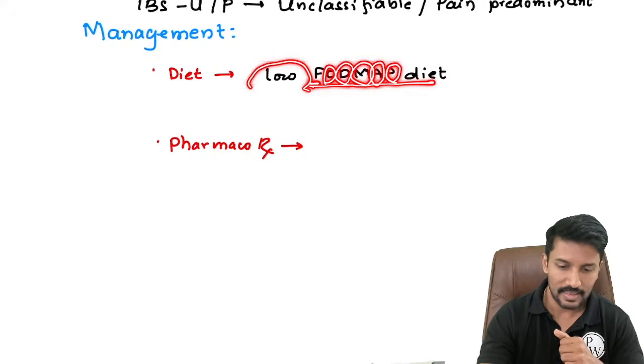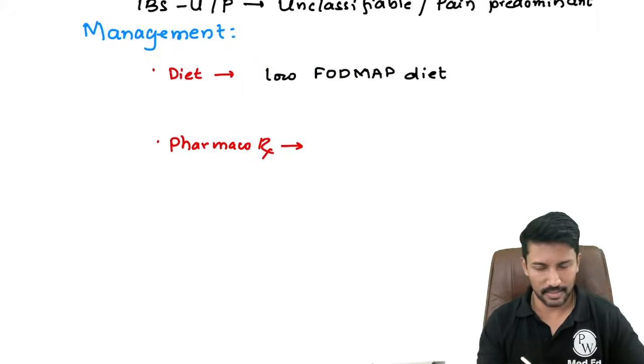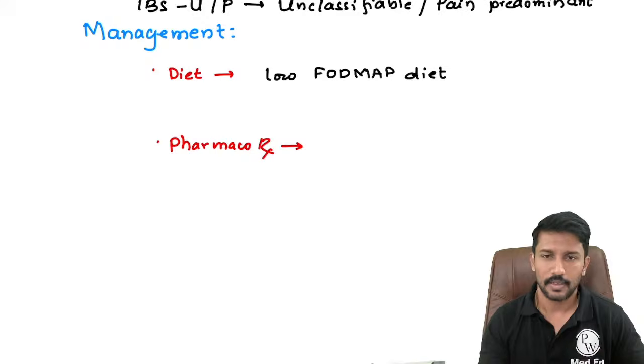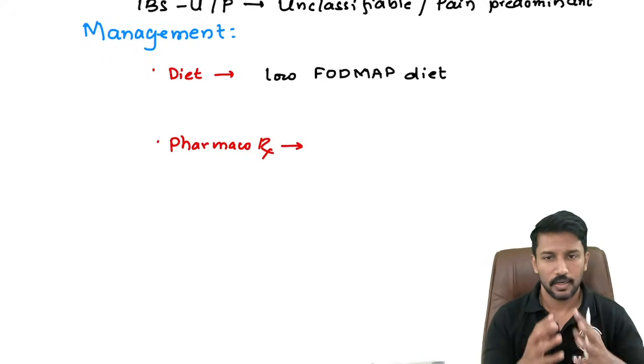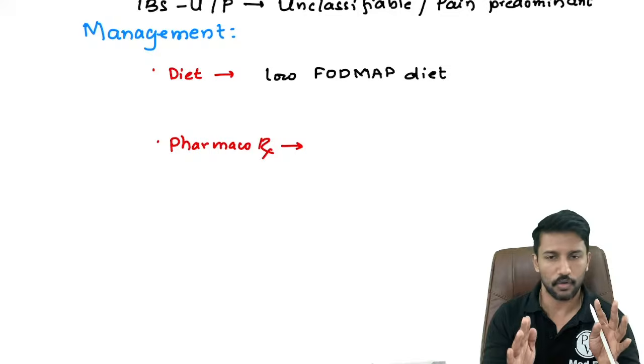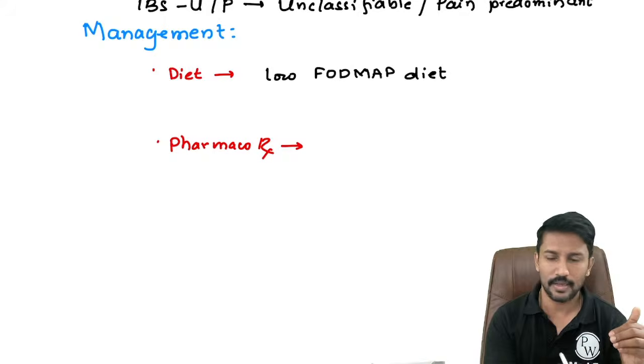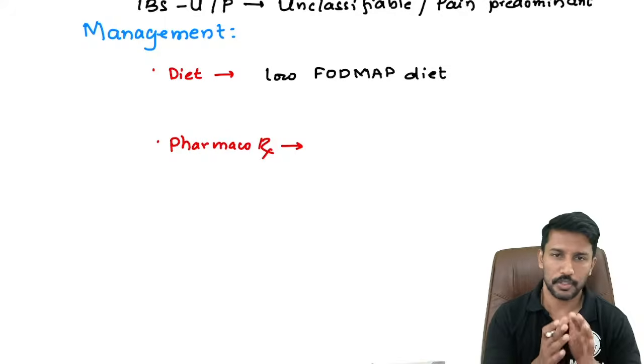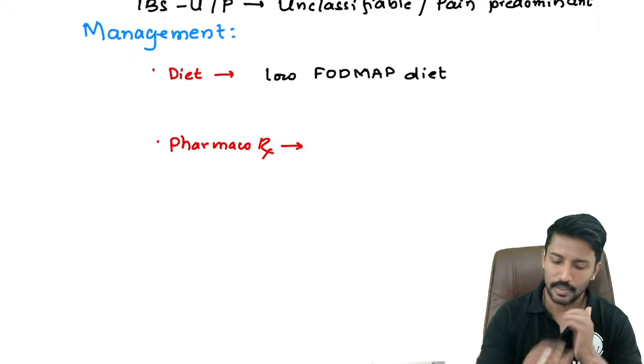So fermentable oligosaccharides, disaccharides, monosaccharides and polyols should be less in the diet. Why? Because when the patient takes them, they go into the colon and the bacteria ferment them. With the fermentation process, they liberate a lot of gases that contribute to pain as well as diarrhea. So the patient should be on a low FODMAP diet.